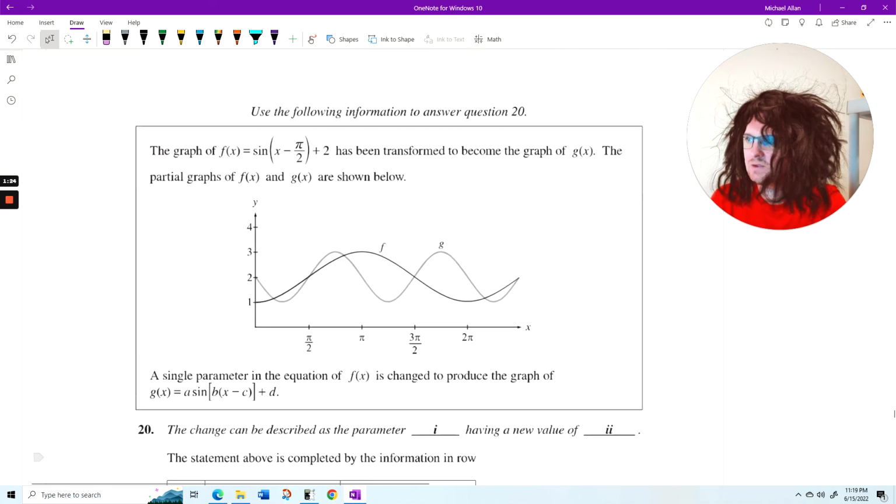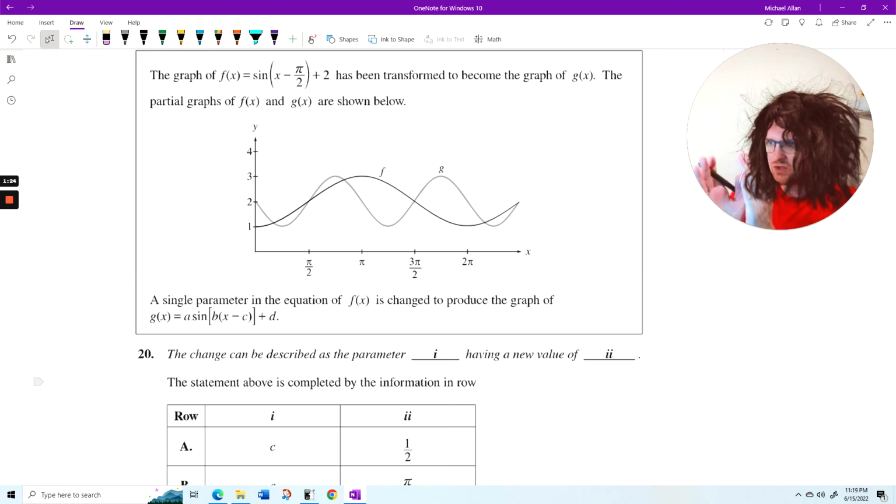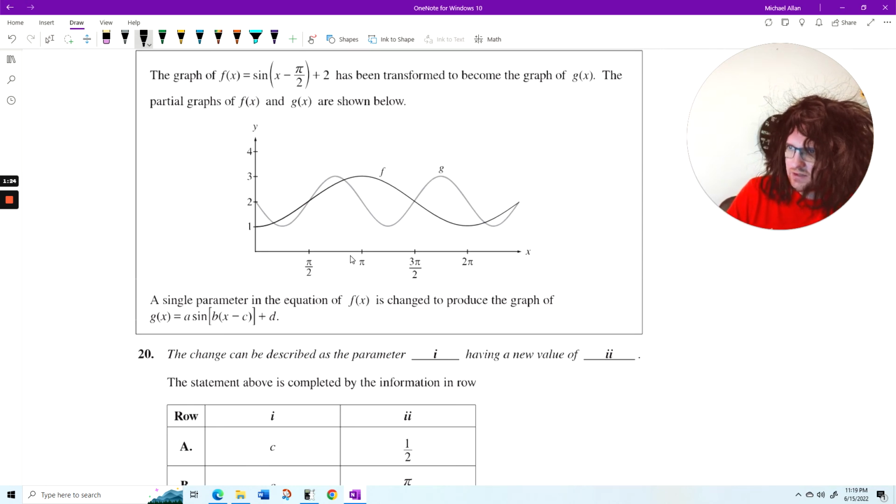Cool. Let's go down. Okay, we got two graphs here, f of x and g of x. g of x kind of looks a little bit squished in. Now, f of x has a period of 2 pi. Well, that makes sense. The B value hasn't changed. It's been phase shifted 90 degrees or pi over 2 to the right in the sine graph, which makes sense. And it's been moved up 2 units. So it looks like they both have the same midline here. So we're looking at transformation. So it looks like that. The amplitude looks about the same.